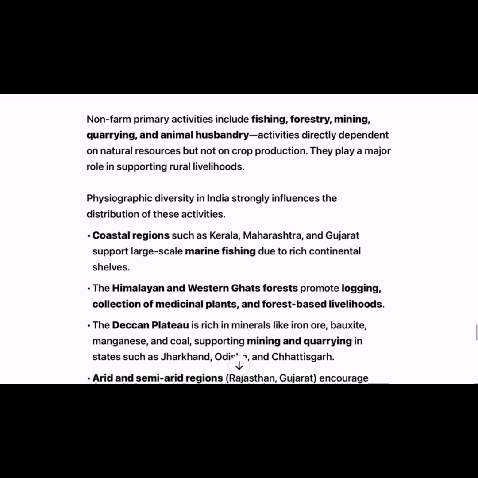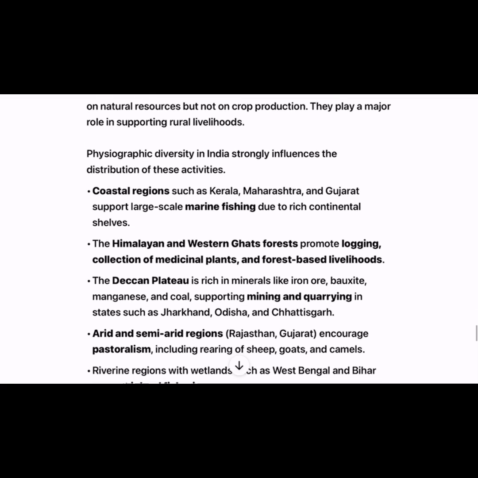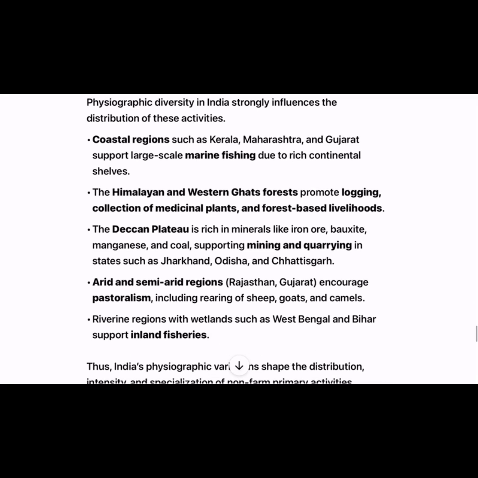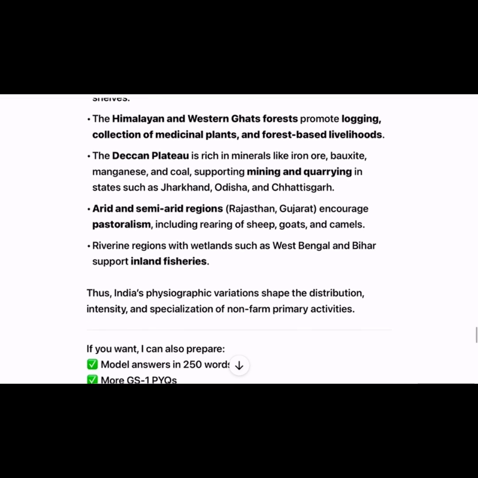Coastal regions such as Kerala, Maharashtra, Gujarat support large scale marine fishing due to rich continental shelves. The Himalayan and Western Ghats forests promote logging, collection of medicinal plants, and forest based livelihoods. The Deccan Plateau is rich in minerals like iron ore, bauxite, manganese, and coal, supporting mining and quarrying in states such as Jharkhand, Odisha, and Chhattisgarh. Arid and semi-arid regions, Rajasthan and Gujarat, encourage pastoralism, including rearing of sheep, goats, and camels.